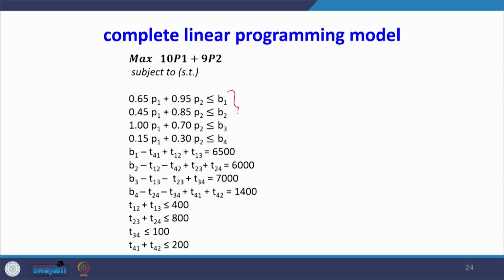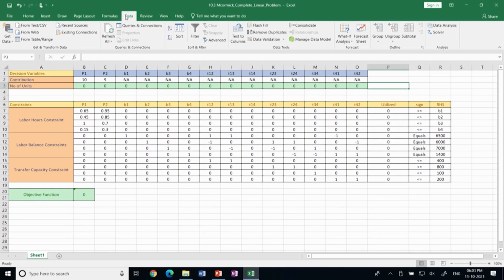Transfer constraint, capacity constraints, maximum transferable. Now, we are going to solve this problem with the help of Excel. Now, I have brought the problem into the Excel.